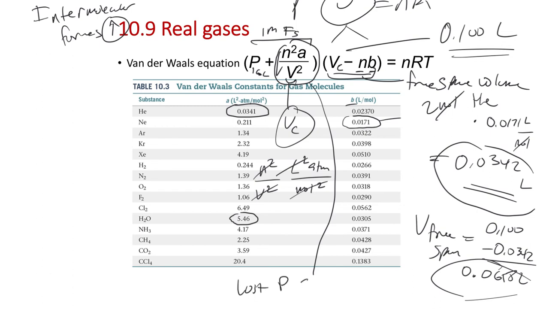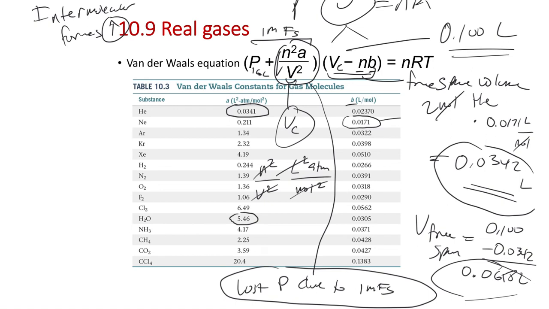This is lost pressure due to the intermolecular forces, due to the particles sticking together. So we're just trying to add that pressure back into the problem. And if you're trying to solve for the pressure, you're trying to subtract off the pressure that's being lost due to intermolecular forces. So we have two corrections being made in this equation.